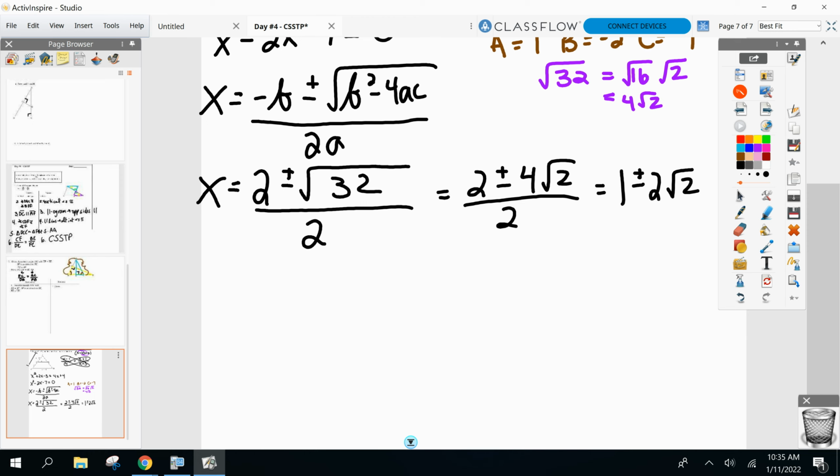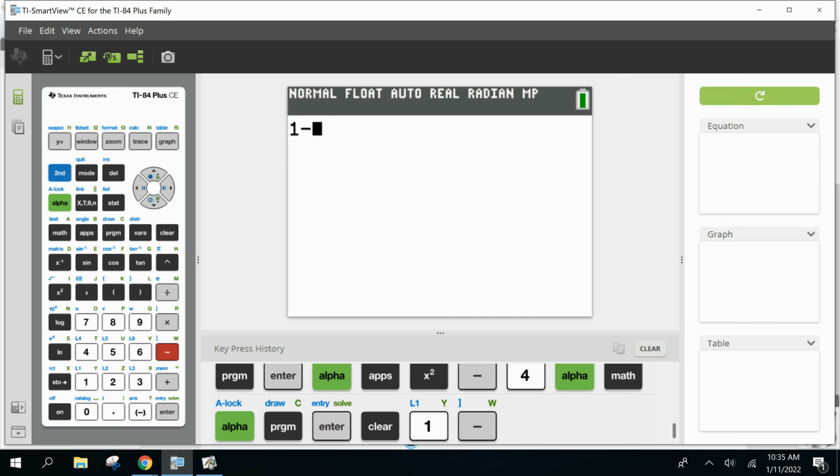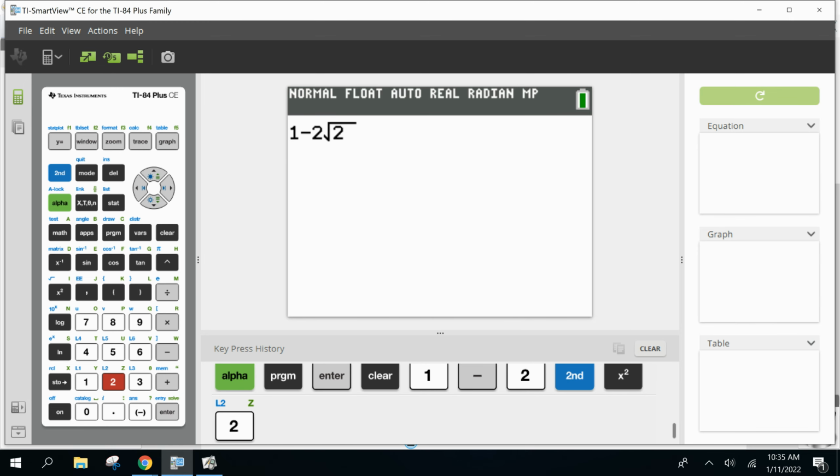How many answers is this? It's actually 2 answers, isn't it? Ready? It's actually 1 plus 2 radical 2. And it's also an answer of 1 minus 2 radical 2. Everyone grab your calculator. Do 1 minus 2 radical 2. One of the answers I got. I'll do it with you. 1 minus 2 radical 2. That's that answer. That's one of your answers.